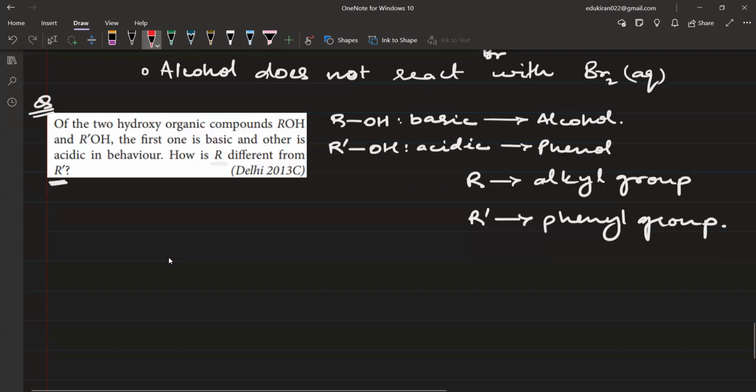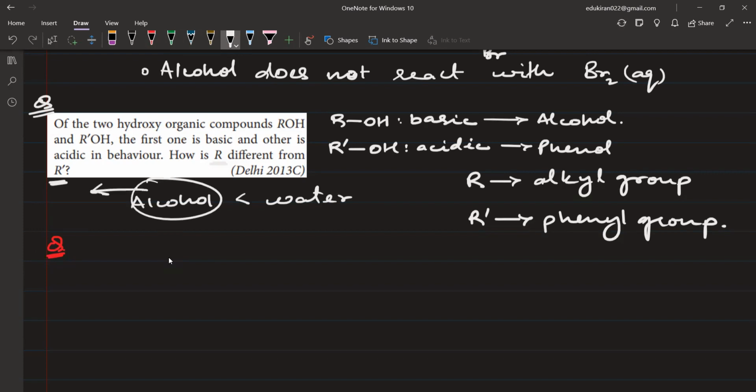Sir, we can't say whether it is on the basis of whether R is secondary or primary, because primary alcohols are most acidic, right, sir? No, we can't say that. All alcohols are weaker acids than water, right? If I compare alcohol and water, which is more acidic? Water. Water is more acidic. That means alcohol will generally act as a base or an acid? Base, sir.